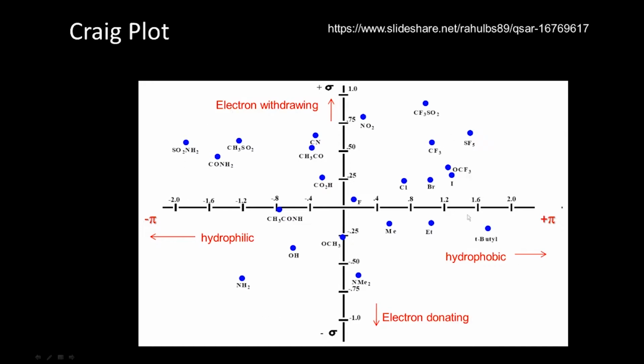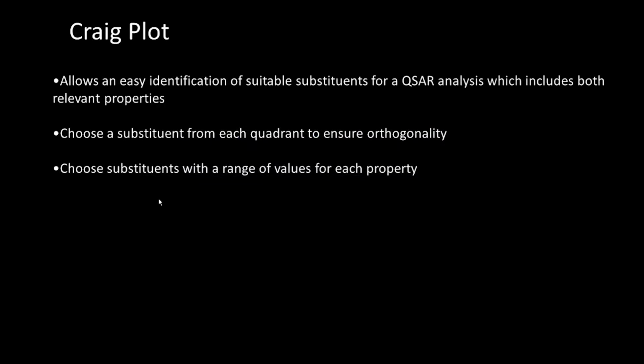So this is a very interesting plot. We can modify our parent compound by having substituents so that it covers all these 4 quadrants, as well as a range of electron withdrawing, electron donating, hydrophobic, hydrophilic. That's what this plot is all about. As I said, this is taken from this particular reference. It allows an easy identification of suitable substituents for a QSAR, including both relevant properties, with a substituent from each of the quadrants to ensure orthogonality, and a range of values. So we can select lower and higher values so that we can cover a big range of values.